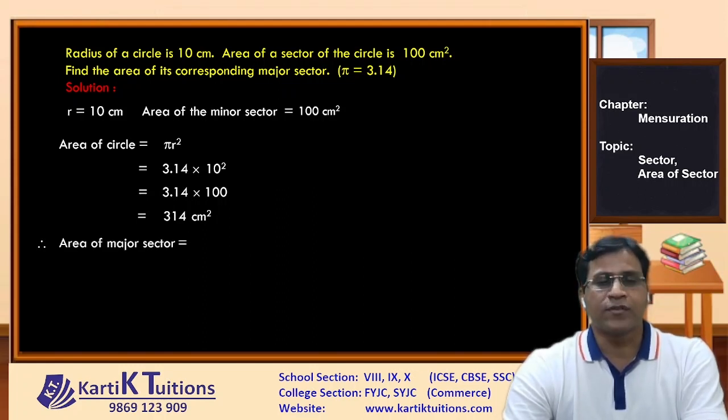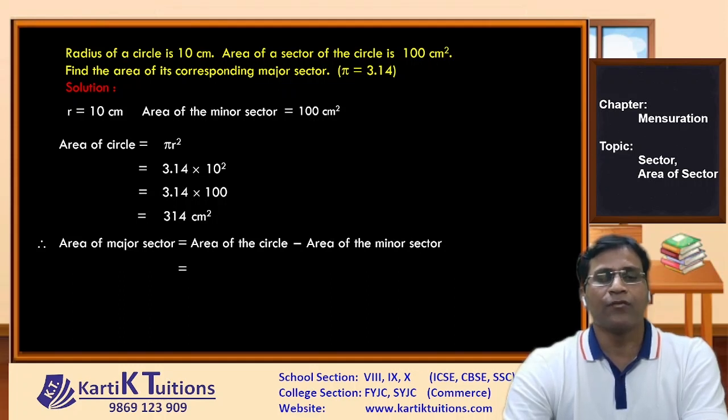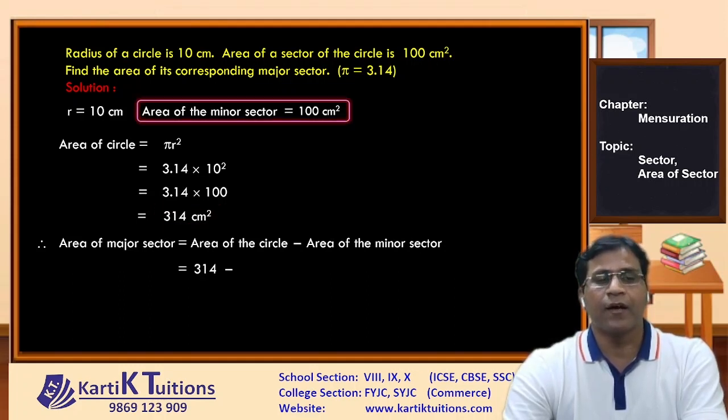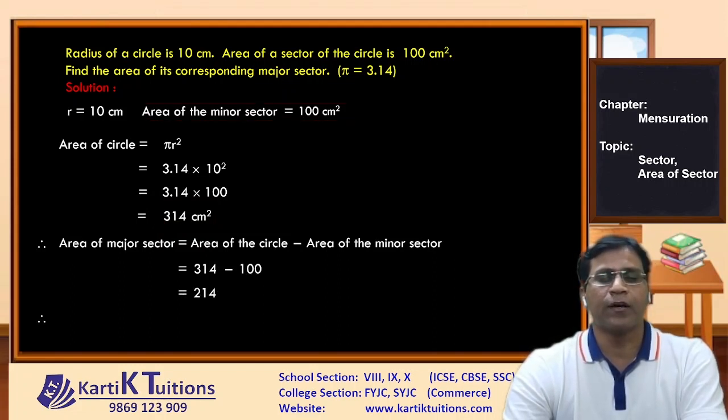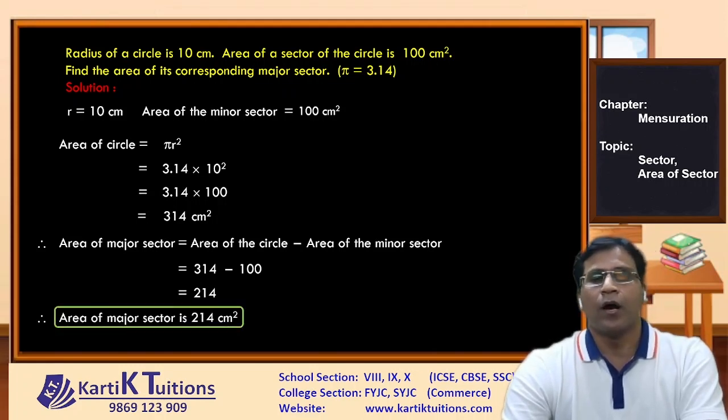Now to get the area of major sector, the logic is what? एरिया ऑफ सर्कल माइनस एरिया ऑफ माइनर सेक्टर। अभी एरिया ऑफ सर्कल तो मिल गया, कितना है 314। एरिया ऑफ माइनर सेक्टर कितना है 100, तो माइनस कर देते हैं, सो वी गेट इट एज 214 सेंटीमीटर स्क्वायर। So the area of major sector is 214 centimeter square. I hope you understood this sum also. Let's look at one more sum.